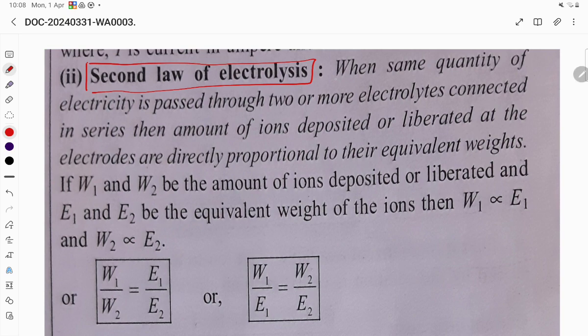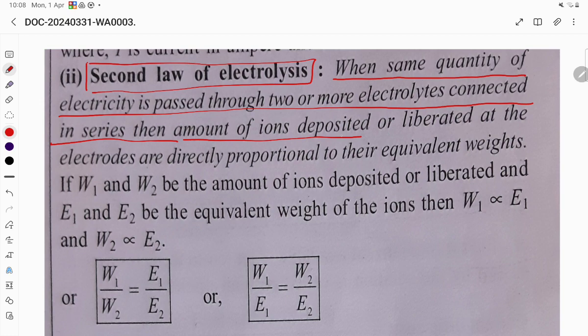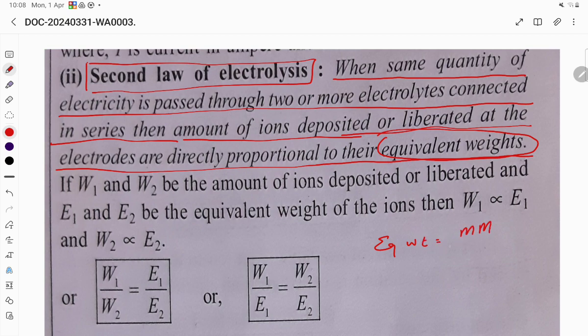And what does the law say? When the same quantity of electricity passes through two or more electrolytes connected in series, then the amount of ions deposited or liberated at the electrodes is directly proportional to their equivalent weight. And what is the equivalent weight, students? Equivalent weight is molecular mass upon n factor.